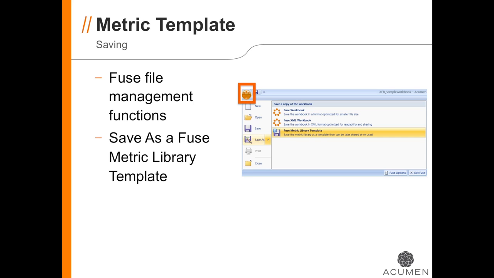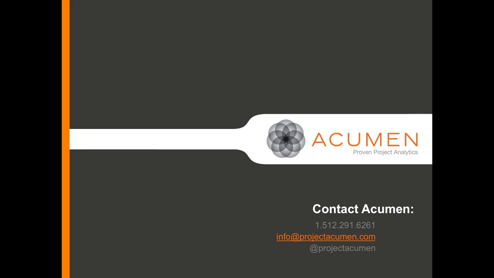When I'm ready to share my metrics with other people on my team, I can save my metrics as a new metrics template. The resulting AFT file can be sent to other users for evaluating their own schedules using the metrics that I've created. We hope that you've enjoyed this video and now understand how simple it can be to create new metrics in Acumen Fuse.